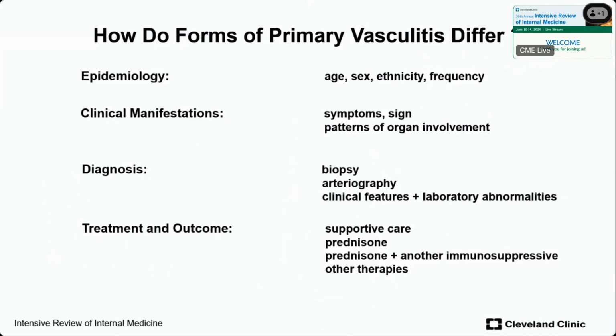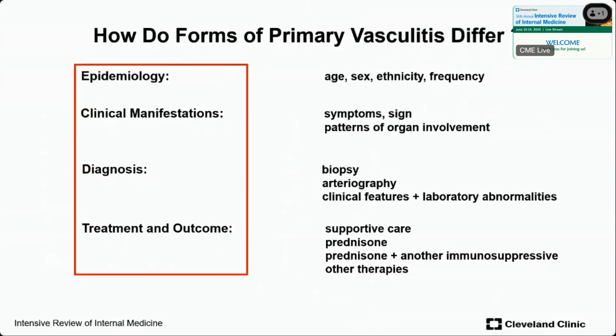And this in turn then will influence our treatment decisions and the patient's outcome, which can range anywhere from supportive care with monitoring all the way up to rapid need for initiation of aggressive immunosuppression, usually with glucocorticoids and another immunosuppressive agent. Now, we're going to be thinking about these diseases today in terms of these different categories.